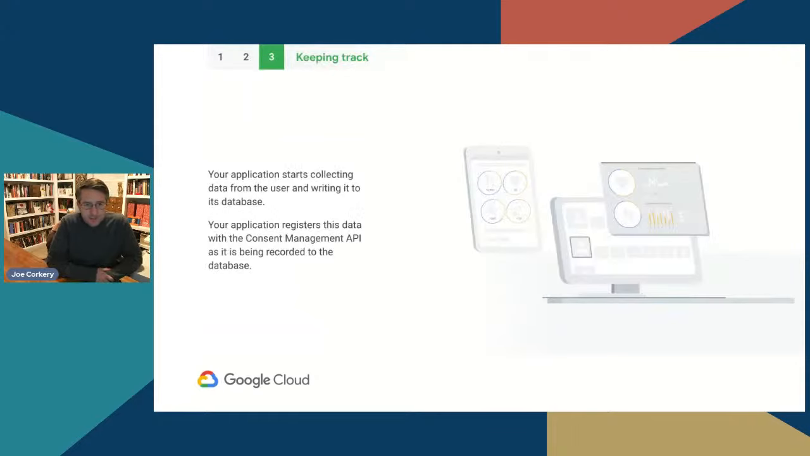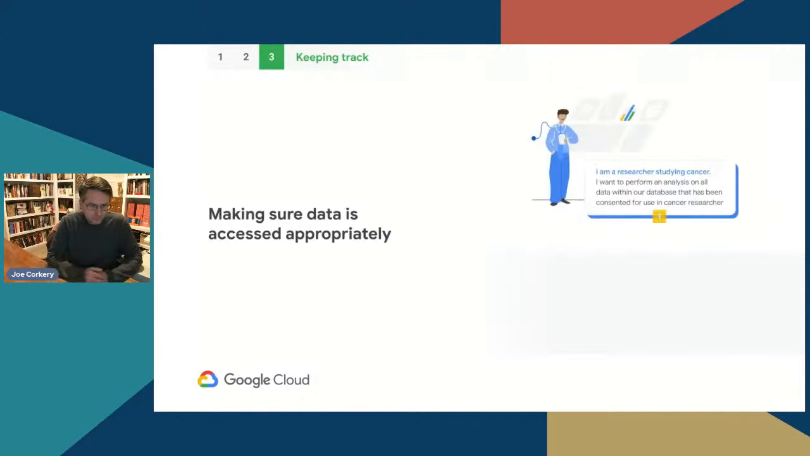And finally, as you think about how to keep track of that: as the application begins to collect data from the users as part of its operations, you can register that data along with the Consent Management API to make sure that the data that's coming in is being tracked against the specific consents. Ultimately, you want to make sure that the data is being accessed appropriately.